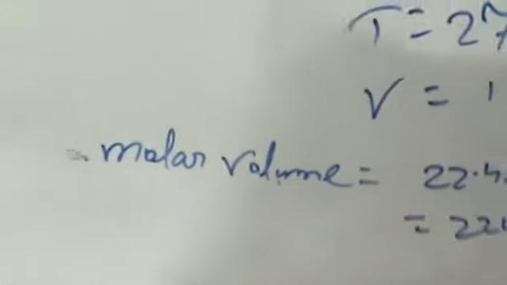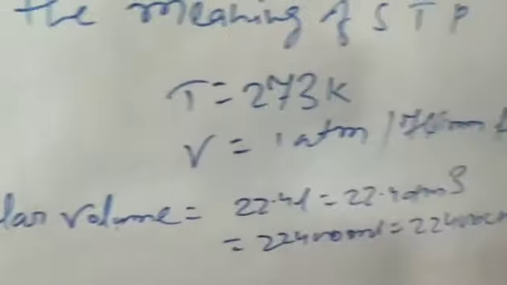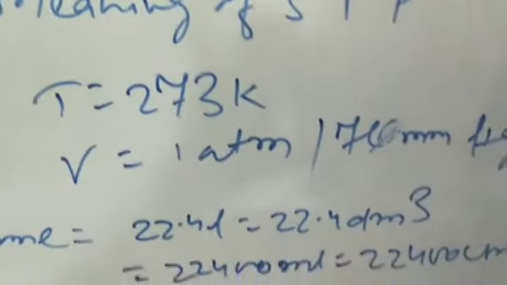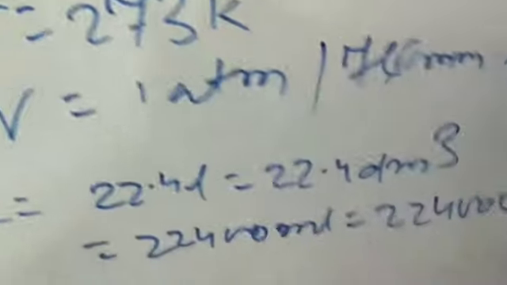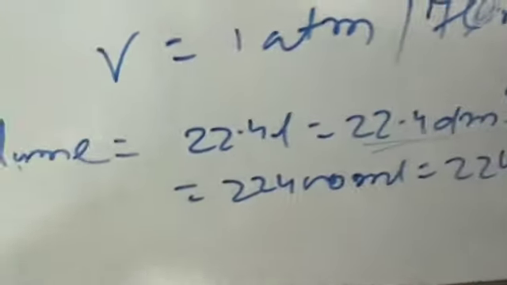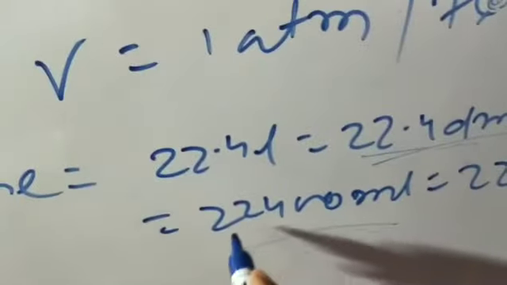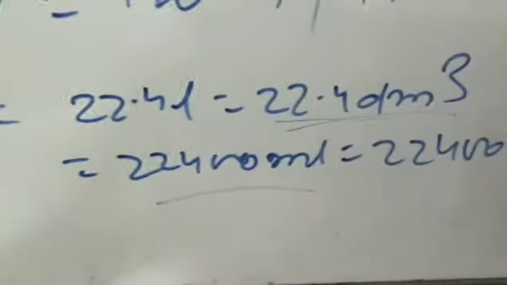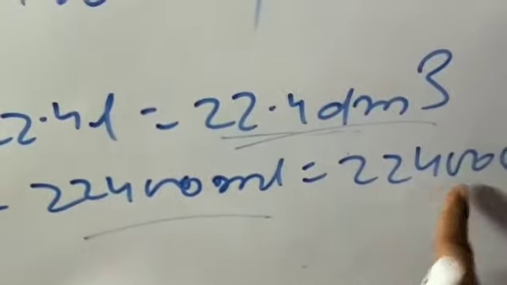Therefore, it is also known as molar volume. What is the molar volume? The molar volume of any ideal gas at STP is equal to 22.4 liter. That's equal to 22.4 dm3, decimeter cube. And when you convert it into milliliter, that is equal to 22,400 ml, and it's equal to 22,400 centimeter cube.